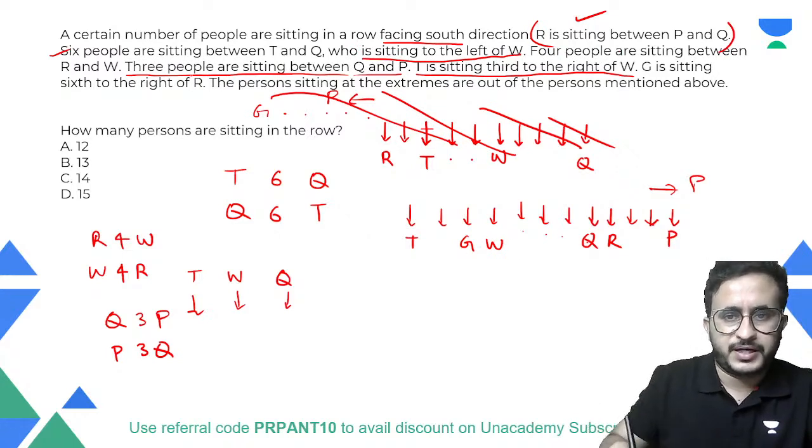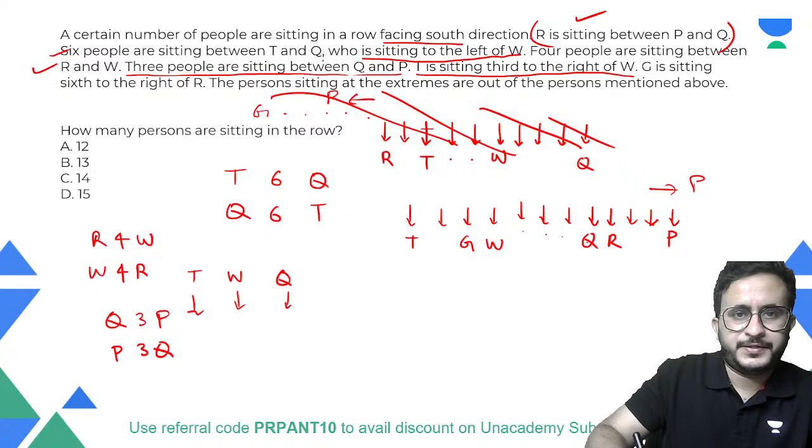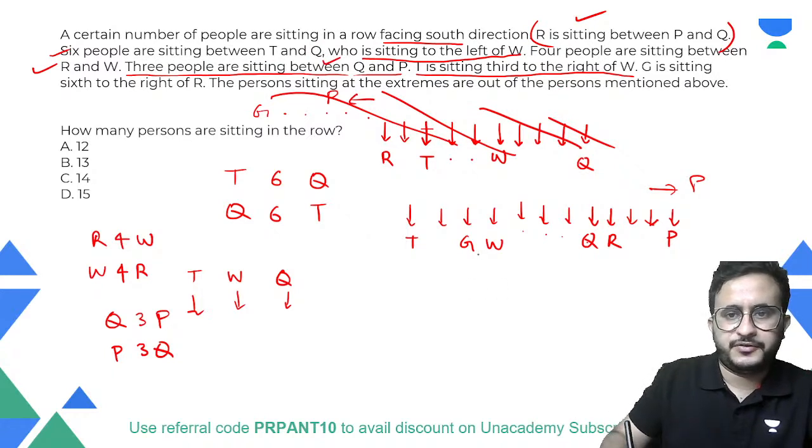Four people between R and W. R W, this is four people. Okay, three people between Q and P, that is also we just filled. T is sitting third to the right of W, so that is also done. G is sitting sixth to the right of R, that is also done.